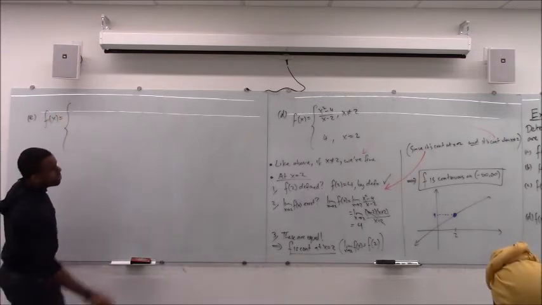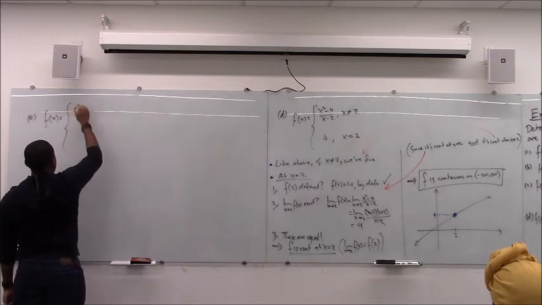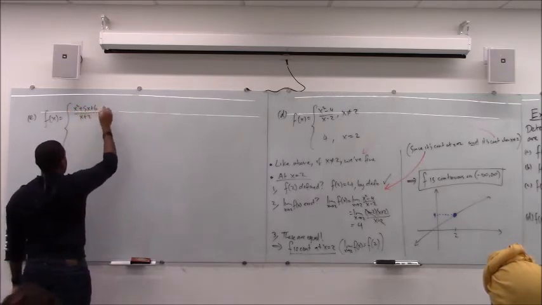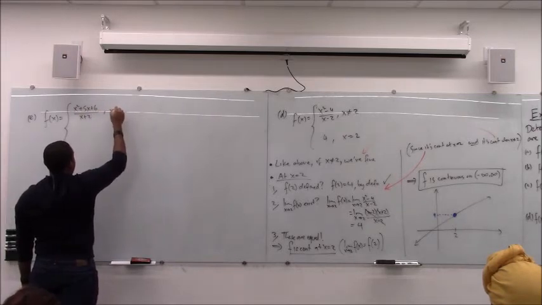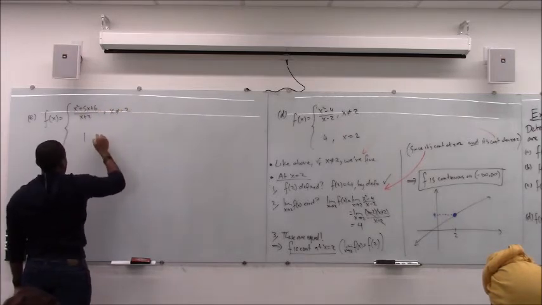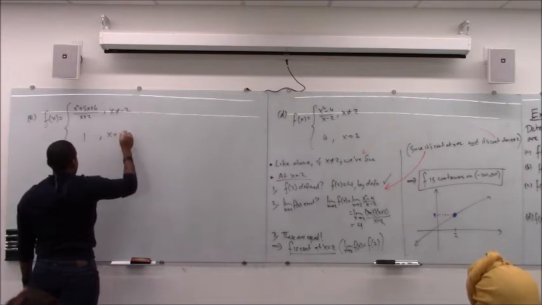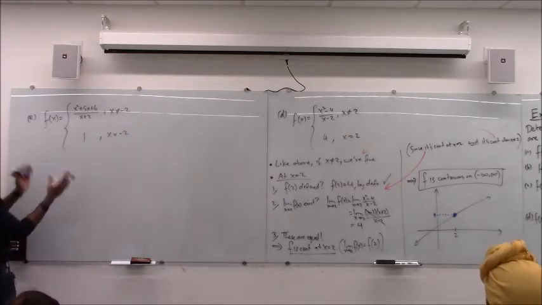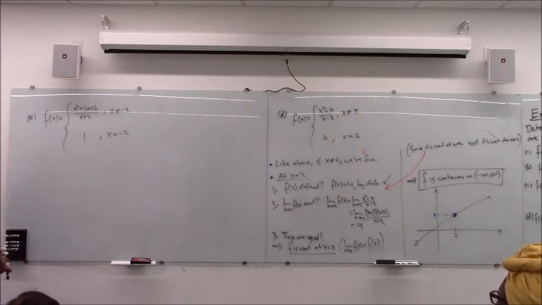And this one was x squared plus 5x plus 6 over x plus 2, if x is not minus 2, and 1 if x equals minus 2. Okay, go from beginning to end. This guy shows up on a test. What do you write down? First thing you write down.